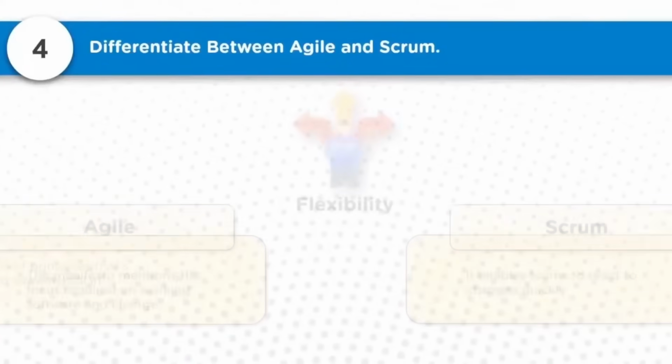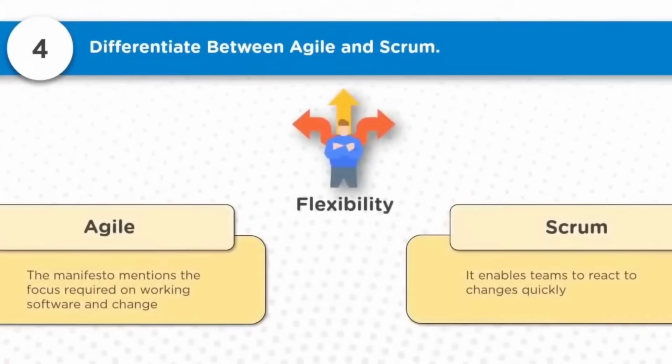Speaking about flexibility, definitely the Agile Manifesto mentions the required focus on working software and focusing on changes. That's the direction it provides. Scrum approaches enable teams to react to changes quickly. The Scrum methodology is made in such a way that the team is able to react, and those changes and modifications are made visible to the team.